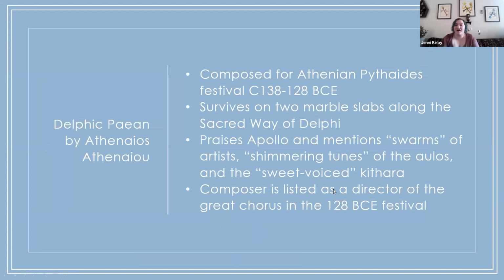So moving on, we have the Delphic Paean, and I'm going to try this, it's a tongue twister, by Athenaios Athenaou. This was composed for a specific festival that was honoring the god Apollo, and it's from about 138 to 128 BCE. It survives on two marble slabs that you can see on the sacred rock of Delphi. It praises Apollo. It mentions that these festivals had swarms of artists, and you could hear the shimmering tones of the auloi and the sweet-voiced kithara. And the composer was actually listed as a director of the festival in 128 BCE. So that's why we have that range. We're not sure if that was the festival or if it was the previous festival.